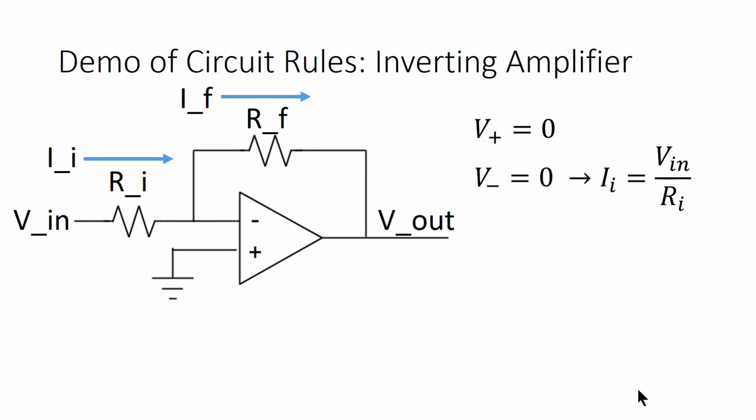And if the voltage at V minus is 0, then the current through Ri has to be V in over Ri, because the voltage difference across it is V in. Because no current goes into the op-amp, we know that all of the current in Ri has to wind up in Rf by KCL at the V minus node.